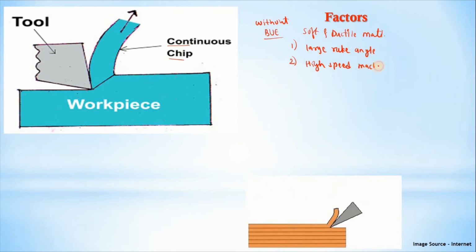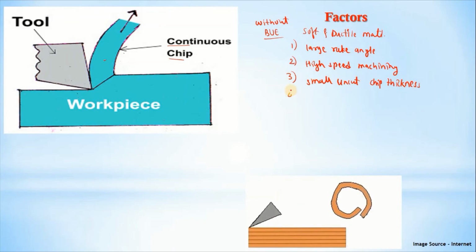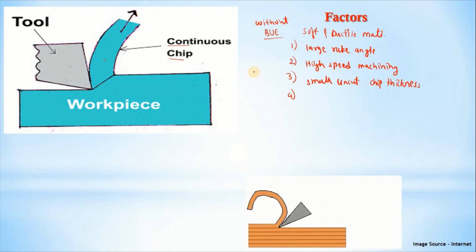When we machine with a high speed, the microchips also travel with this high speed along with the continuous types of chips, so they will not adhere to the rake face. And the third one, small uncut chip thickness. If we provide a small uncut chip thickness, then we will not get the built up edge which is formed whenever we are getting the continuous types of chip. And the fourth factor is the use of cutting fluid.